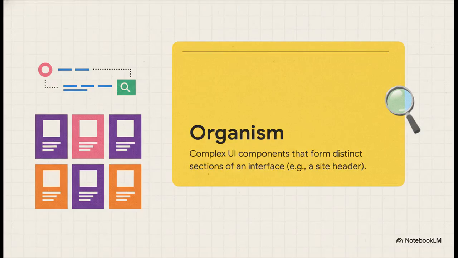All right, now we take our molecules, and maybe some atoms too, and we assemble them into organisms. These are the bigger, more complex parts of your interface. Think of a site header. That's a classic organism, right? It's got a logo, some navigation links, maybe that search form molecule we just talked about. Or another fantastic example is a product grid on an e-commerce site. That whole grid is an organism, and it's made by just repeating one product card molecule over and over again. These are the big, portable chunks of your UI library.